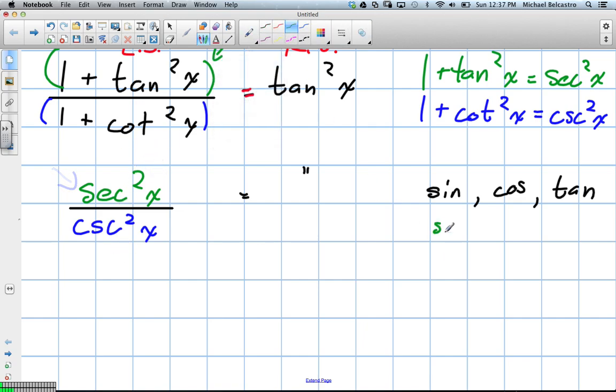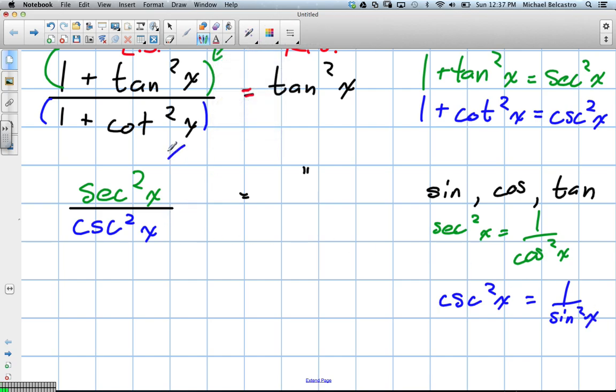So we can go secant squared x is equal to 1 over cos squared x, right? And you could look at it as the 1 being squared too, but it won't make any difference in this case, okay? And what about cosecant squared x? 1 over sine squared x. That's right, 1 over sine squared x. Okay, so what's going to happen now is we're going to have essentially a fraction over another fraction when we replace this, which can be confusing.